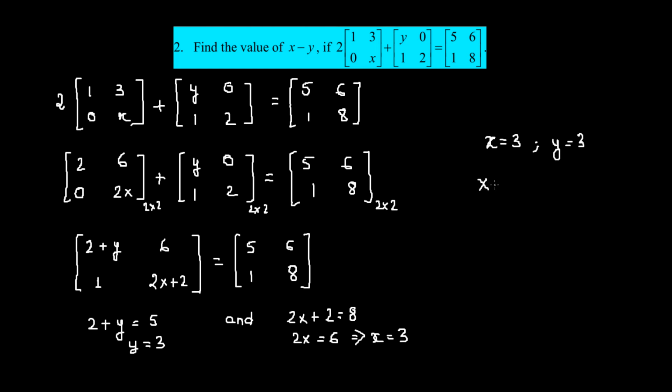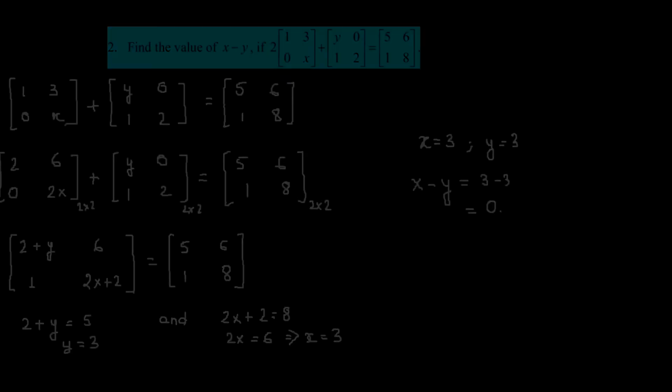According to the question, we have to find the value of x minus y, which is simply 3 subtracted from 3, which will give us 0. So that's the answer. Let's move on to the next question.